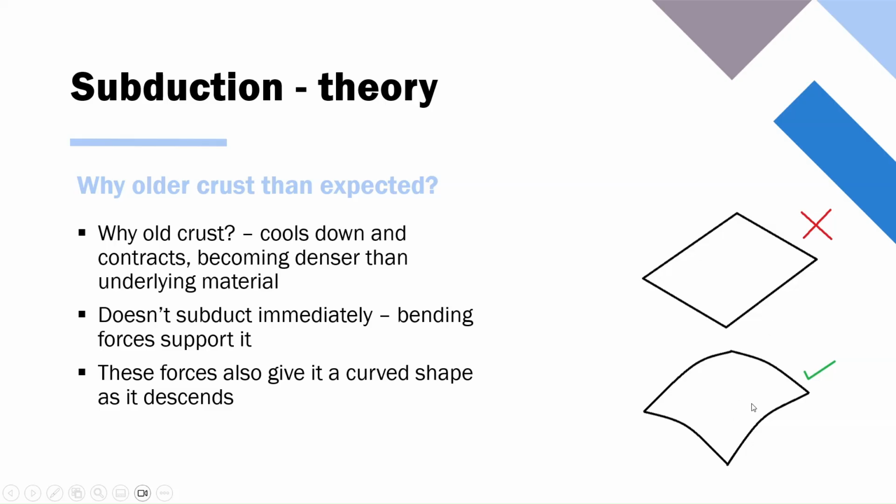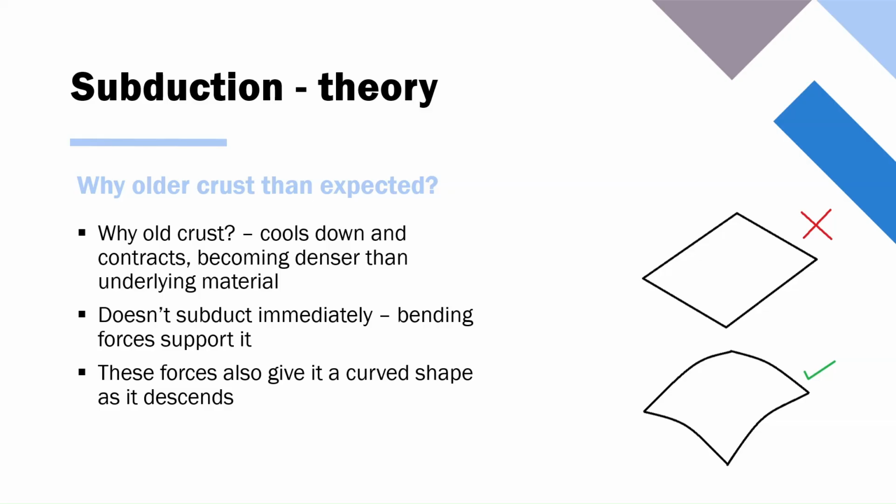So if you imagine these were two pieces of paper, on this one, if you wanted to put a line across here and bend along that line, that would be quite easy. If you tried to do the same thing here, where the paper is already curved in this direction, it's very much harder to bend a curved piece of paper than a flat one. And this is to do with geometry. You would have to compress parts of the paper and stretch other parts to bend it when it's curved. You don't when it's flat. So these bending forces support the crust for a very, very long time, even when it's negatively buoyant.